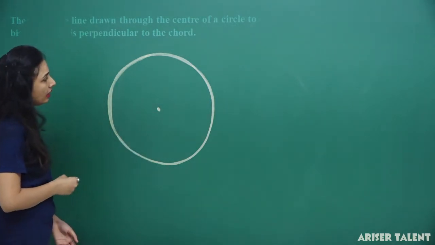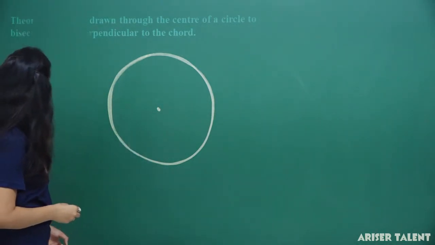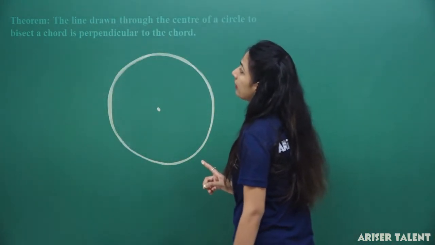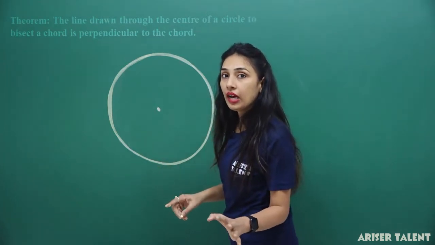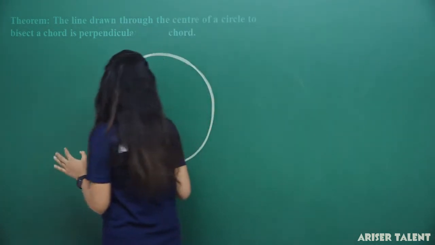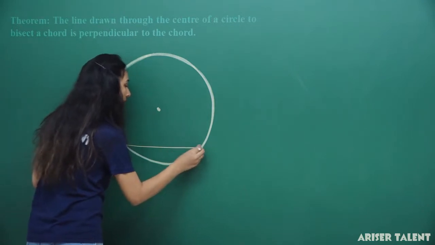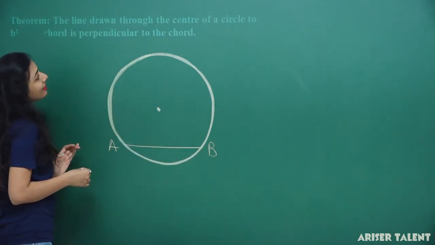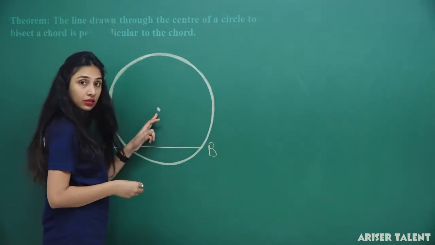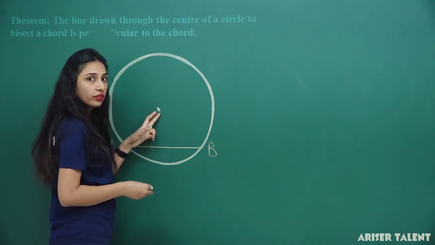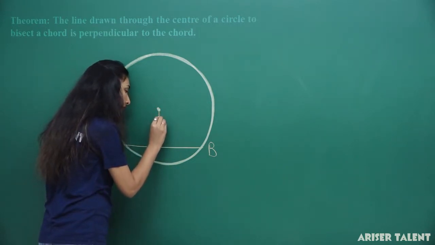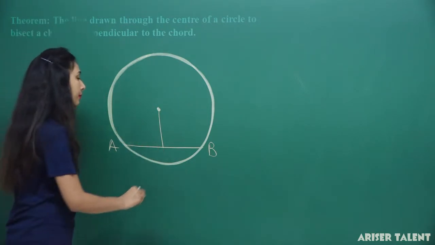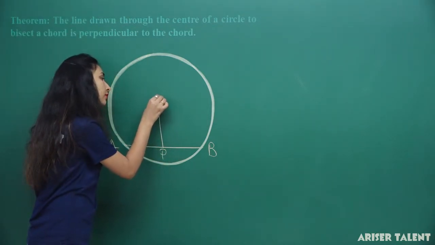So this is our circle. Now it's saying that the line drawn through the center of a circle bisects a chord. Now we are having a chord here, so this is my chord. I have two points A and B, and I draw a line through the center of the circle. That line met this chord AB at some point P, and this is the point O.